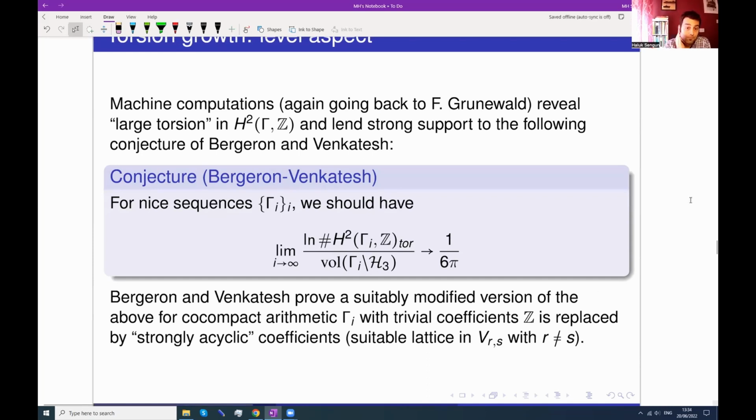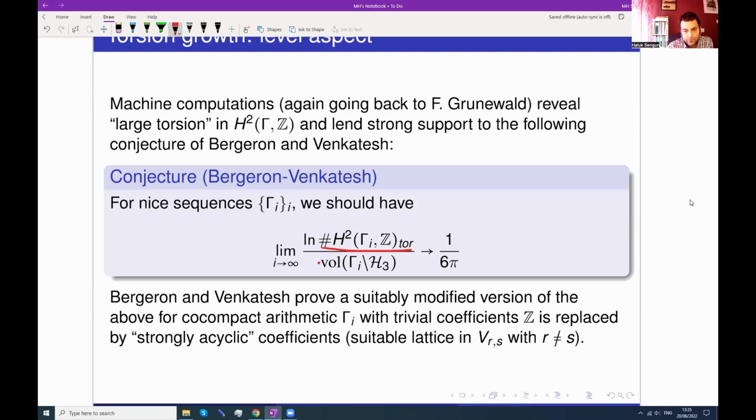And the conjecture of Bergeron-Venkatesh actually tries to tame this very wild situation. Again, I'll just be kind of vague here. If you take a nice sequence of congruence subgroups, let's say gamma_i, again, the best hypothesis is the Benjamini-Schramm convergence sequence. Then you take the sequence of nice congruence subgroups and you look at the second cohomology, let's say with trivial Z coefficients, and you look at the size of the torsion.